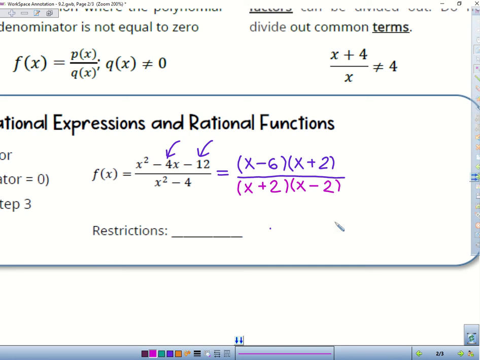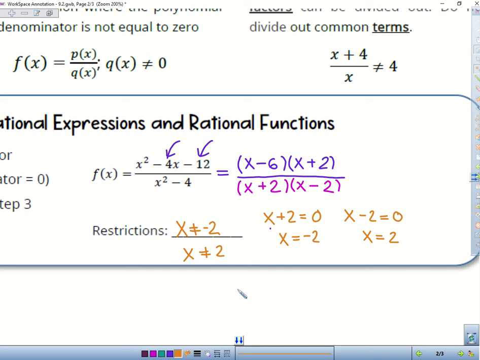Now before you go about canceling anything that is common in the numerator and the denominator, you want to first set each piece of the denominator equal to 0 to find what we call the restrictions, okay? So you take each factor in the denominator and set it equal to 0, and then you solve for x in both cases. Haven't we done something similar to this before? Yes, we have. You're going to see a lot of commonalities in this topic. So the restrictions in this problem are negative 2 and positive 2.